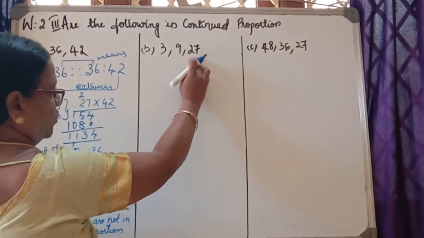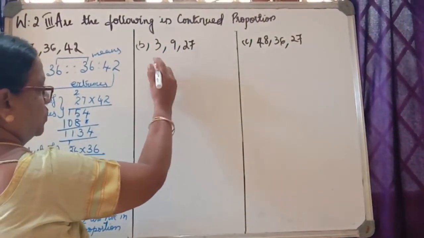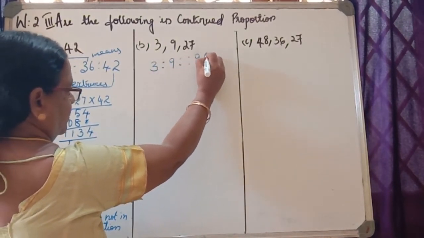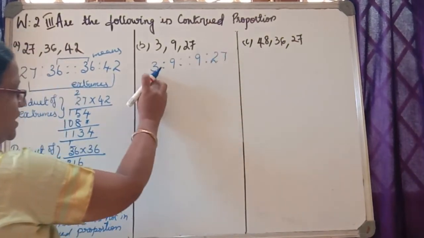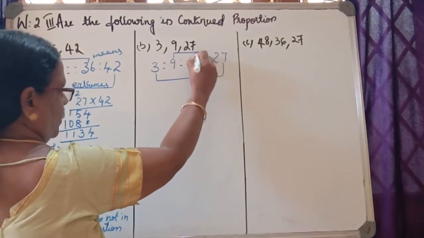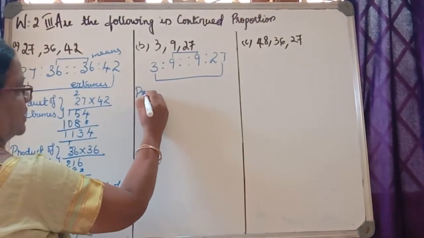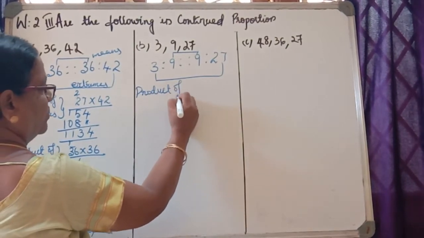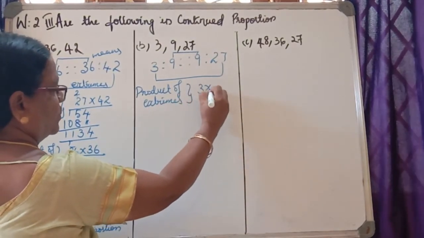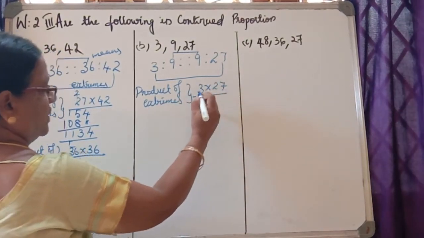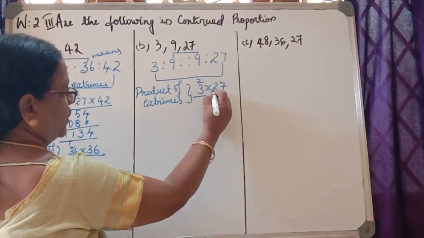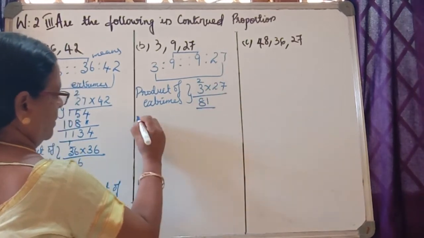Here 3, 9, 27. We have to repeat 9 twice, considering it as the second and third term. That is 3 is to 9 as 9 is to 27. Product of extremes should be equal to product of means. Product of extremes: what is that? 3 into 27. 7 3s are 21, 2 remainder, 3 2s are 6 plus 2, 8, 81.